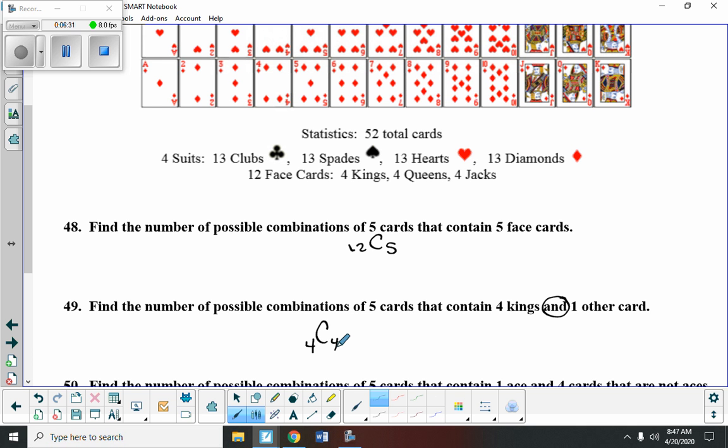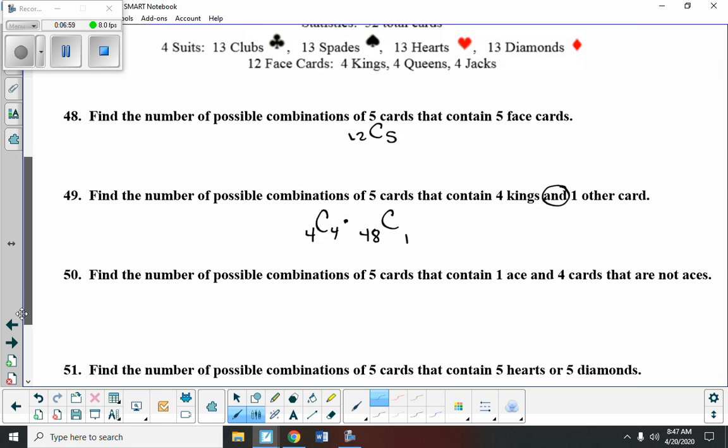So 4 choose 4. If you put that in your calculator, that gives you 1, okay? And "and" means times, you want 1 other card. Well, how many cards are not kings in a deck? Well, 48 of them aren't. So out of 48, we're going to choose 1. So that would be 48 choose 1. So there would be 48 different ways that you could have 5 cards in your hand that has 4 kings and 1 other card.